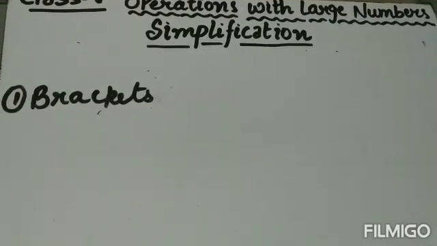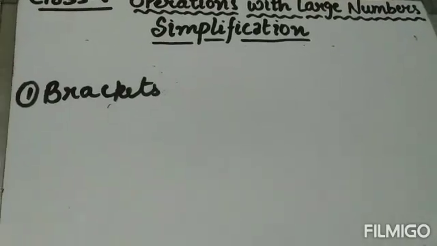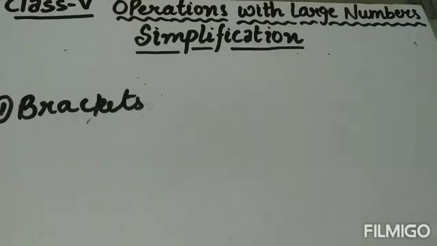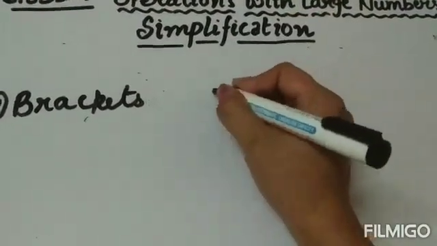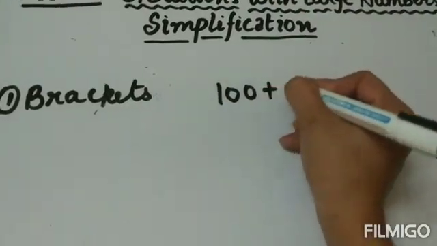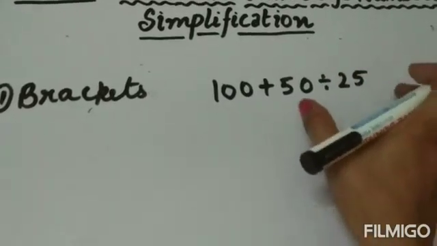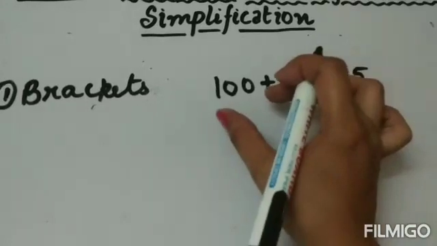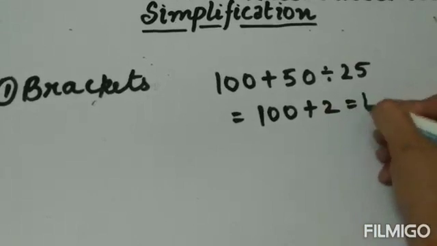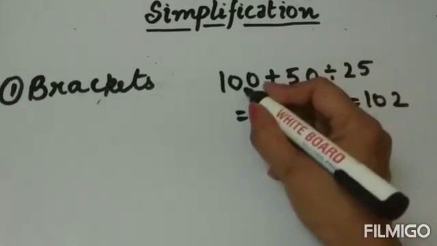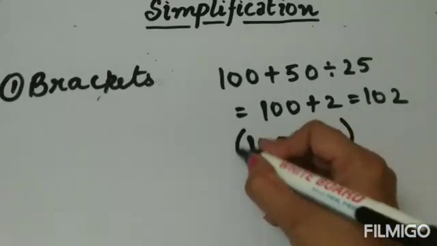Next is brackets. What are brackets? Where do we use brackets? See, when we want to do a particular operation before others, we put it within the bracket. I explain to you. Suppose I have to solve this. Then using ODMAS, first of all I'll solve this division and then I'll add. Okay, so this will be 100 plus 2, which is 102.